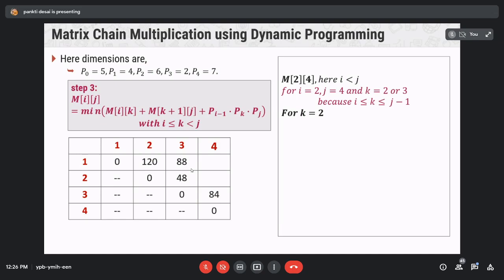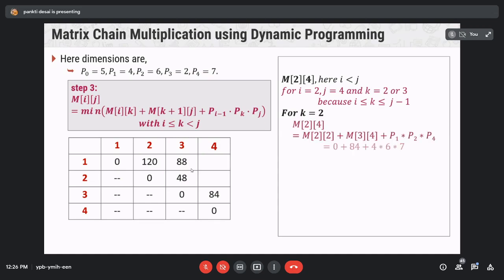Right here, the value of k is used to decide the parenthesis. It tells us where to place the brackets to perform the multiplication. We have a total of 4 matrices, so we have to write down parentheses in such a way that the final multiplication will give you the minimum cost.